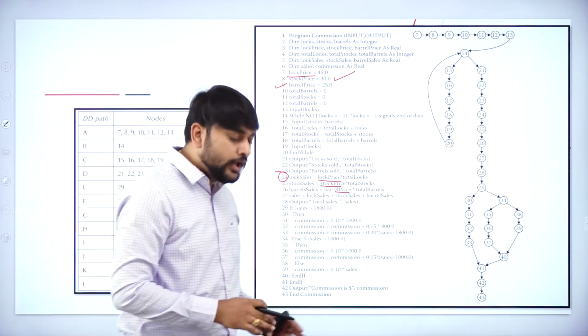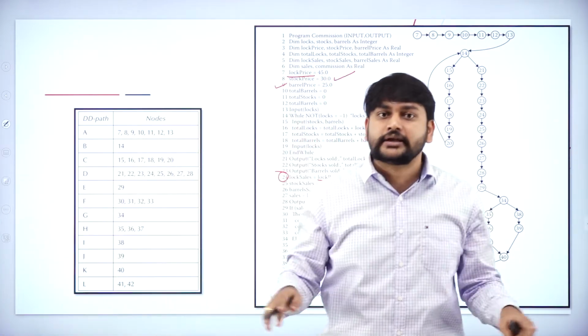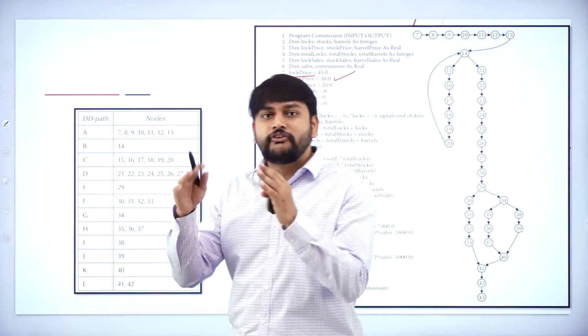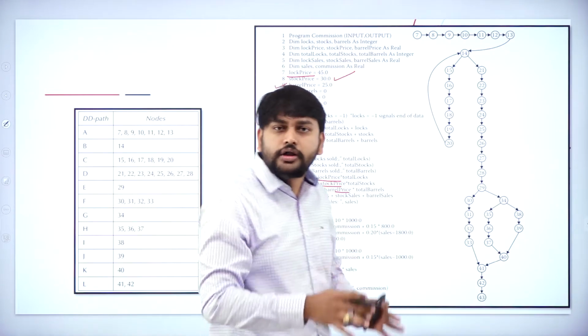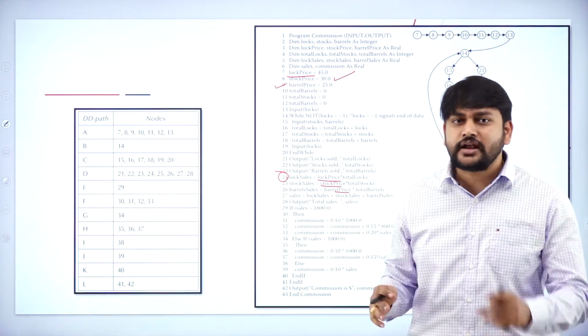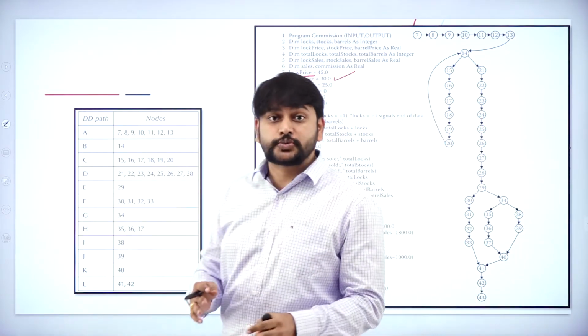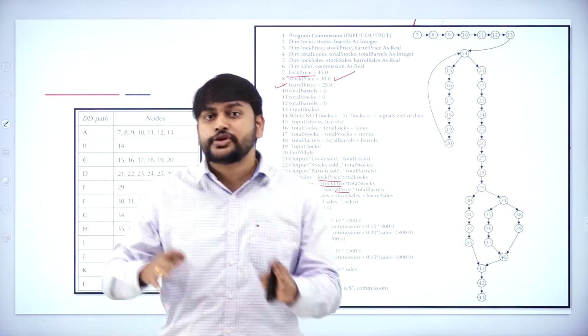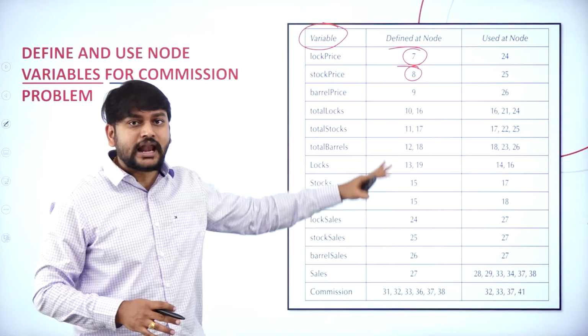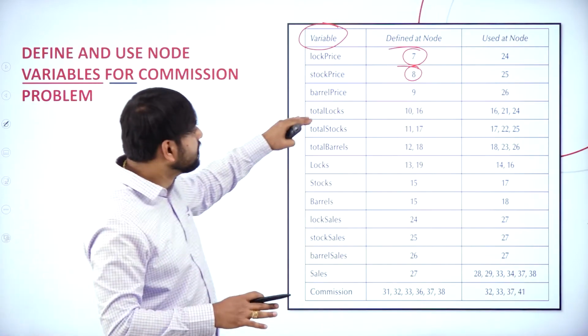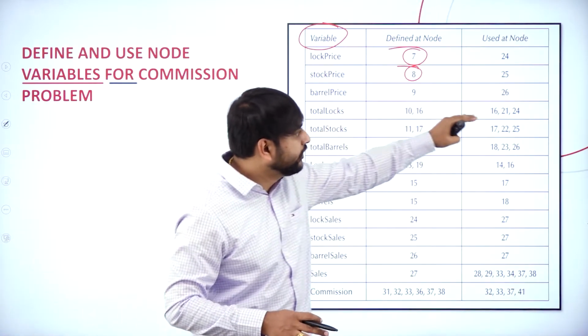This is how we have made a chart to understand where exactly we have defined and where exactly we have used all the variables. I hope you understand the different concepts with respect to the defined nodes and the usage nodes. If you go through this table, you will get complete clarity on where exactly we have defined each variable and where exactly we have used it.